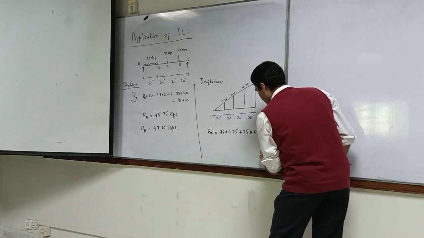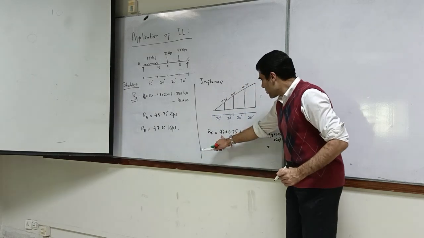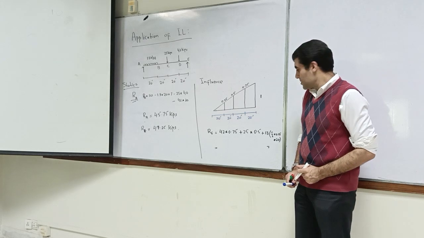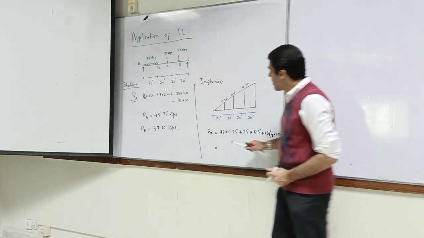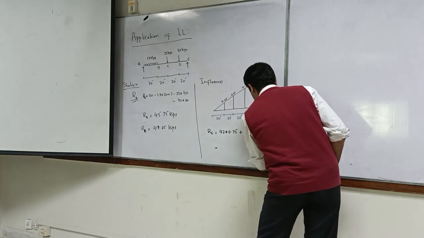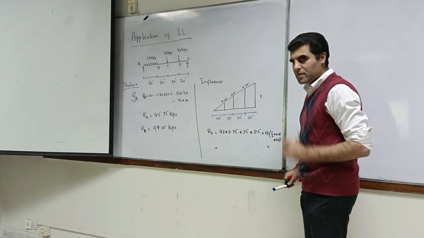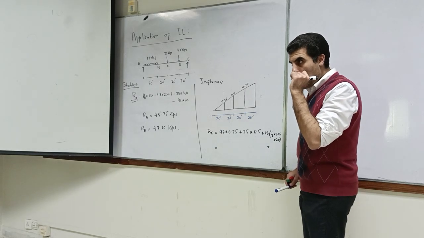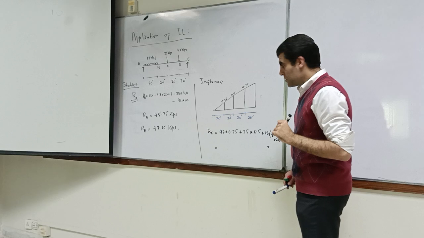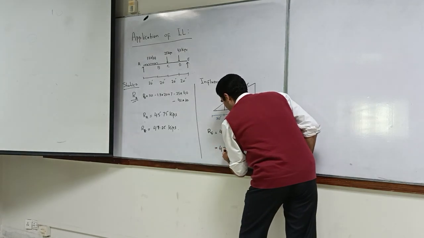What is this? Can you do that? 42 into 0.75. 1.3 uniform. This is 1.3, yes, this is 1.3 kip per foot. 1.3 into 7.25. So, what have we done?